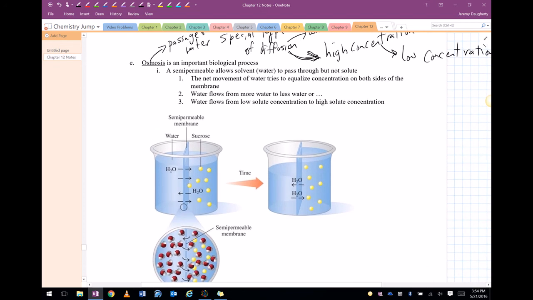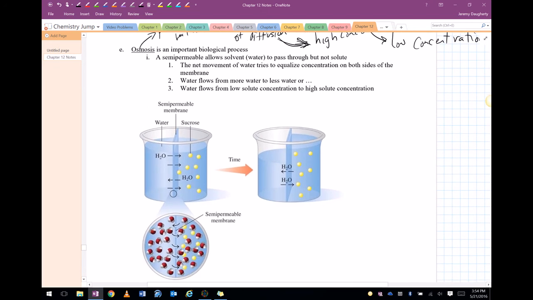Okay? So here we have a semi-permeable membrane set up. Water can cross that. Sucrose cannot cross that. And so osmosis is going to occur. Water is going to go from lots of water to not as much water. So if these are level, which they are, that means that there are more water particles on the left-hand side than there are on the right-hand side. So on the right-hand side there are fewer water particles.